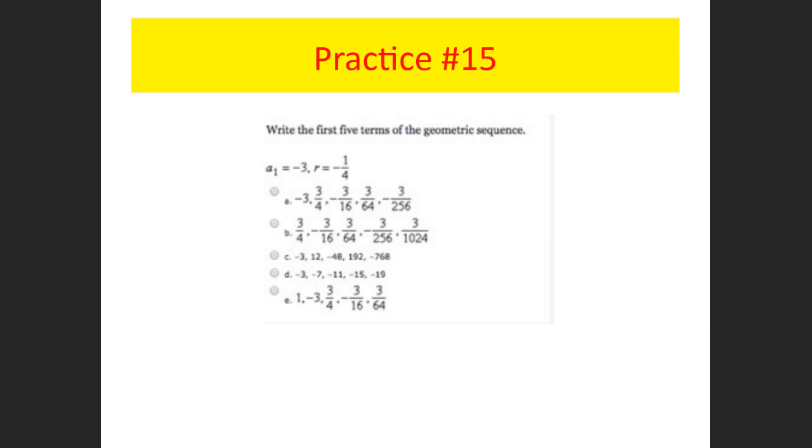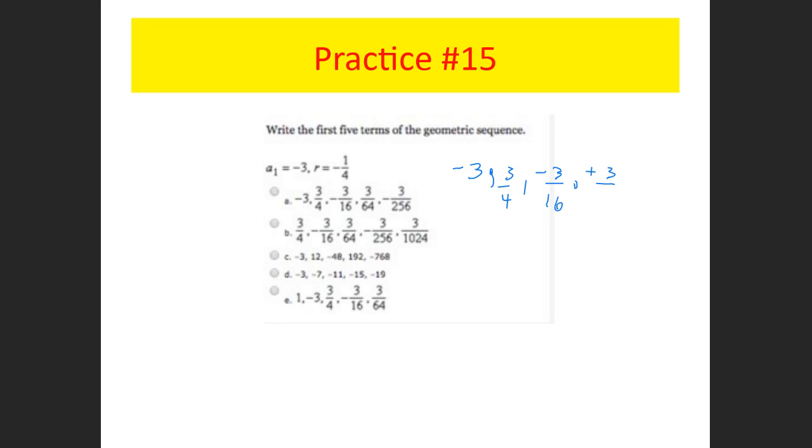Write the first 5 terms of the geometric sequence. Okay, so it gives me the first term is -3. Tells me my r value is -1/4. So all I have to do is multiply this by -1/4. So that's going to be +3/4. That's my second term. My third term is going to be multiplied by -1/4, so that's going to be -3/16. Then it's going to be +3.